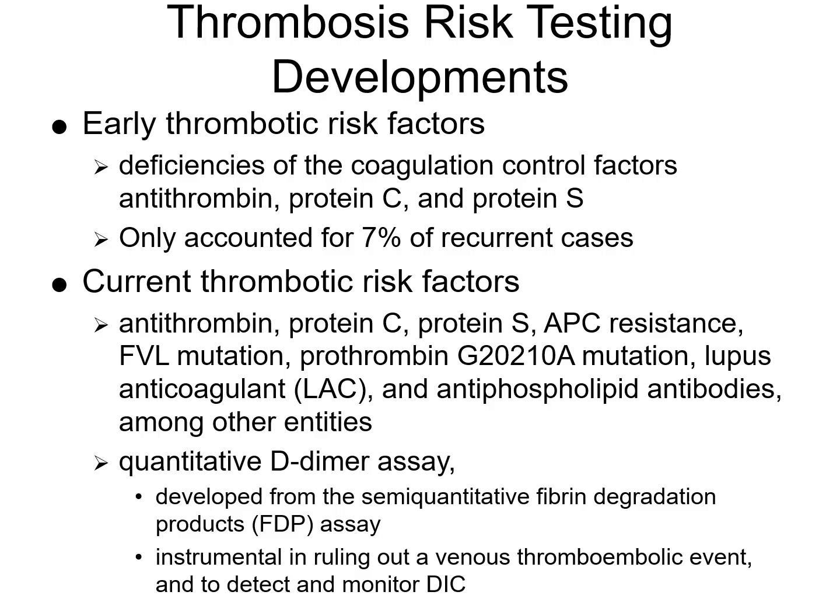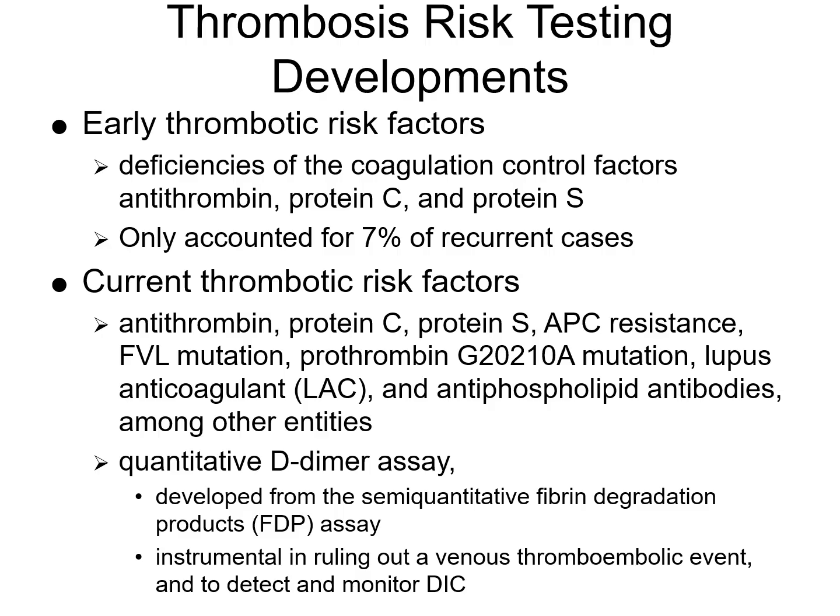risk. For current thrombotic risk factors, the modern understanding recognizes a broader range of thrombotic risk factors, including deficiencies of antithrombin, protein C, and protein S. Also, activated protein C resistance, which is most commonly due to factor V Leiden mutations. Prothrombin G2021A mutation, and also the presence of lupus anticoagulant and antiphospholipid antibodies. So these factors are among various genetic and acquired conditions that can increase the likelihood of thrombosis.